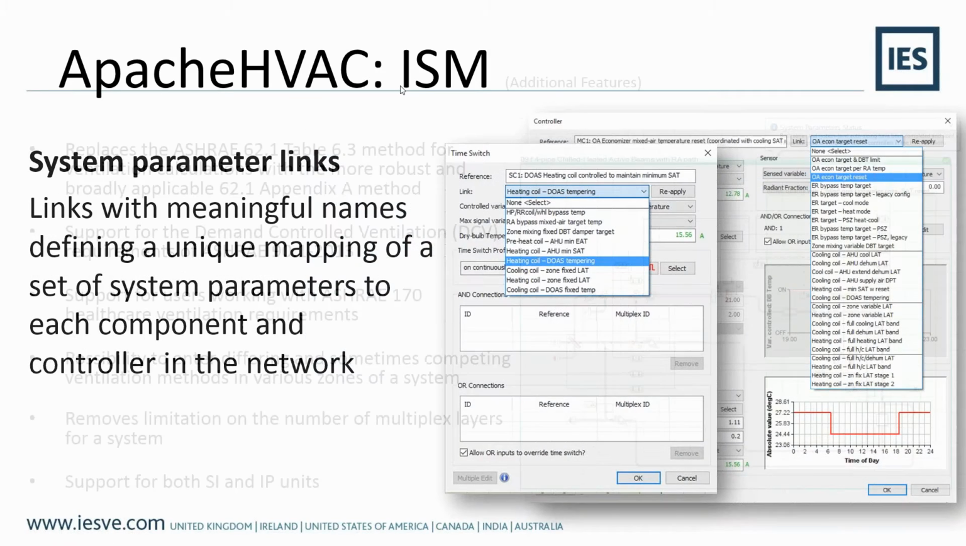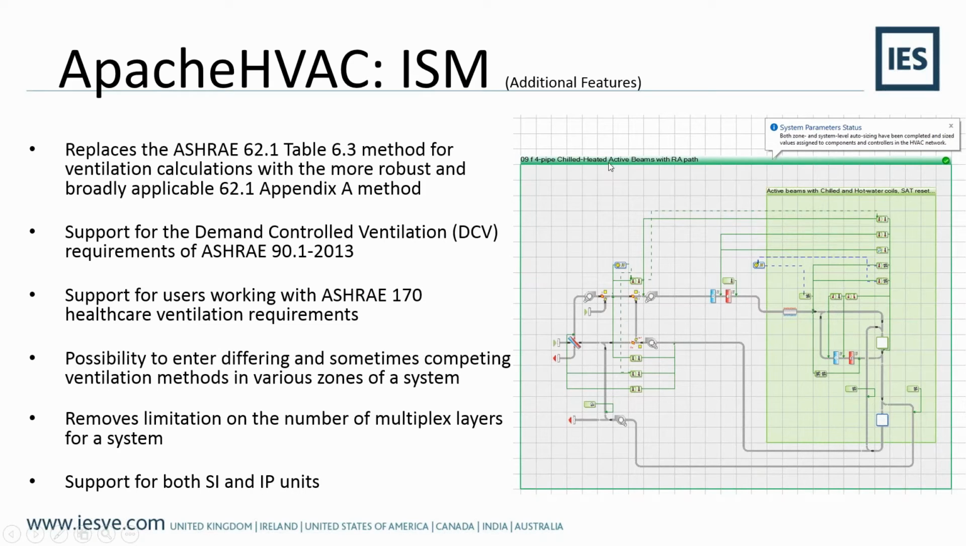Some additional features. One of those is that we now have color-coded dialogues that will change. For example, the box surrounding your HVAC system will change from gray to green if the auto size has been completed and size values have been assigned to all the components in the system and the controllers in the airside system in this instance. What this does is it's a visual way to check the progress of your particular project, and you can imagine that if you had lots and lots of different zones and HVAC systems in your project.